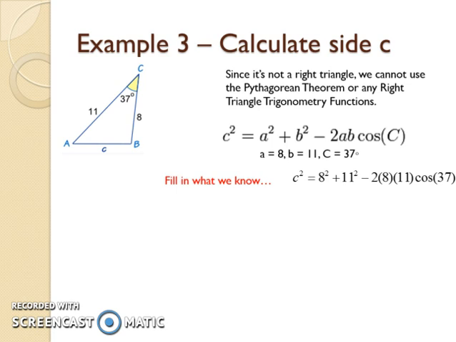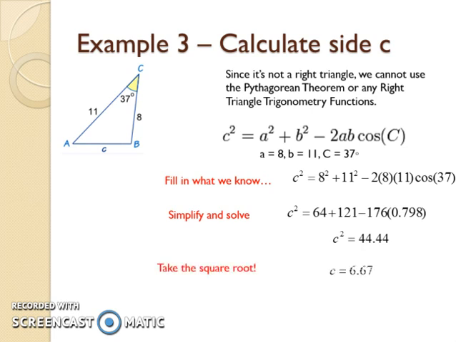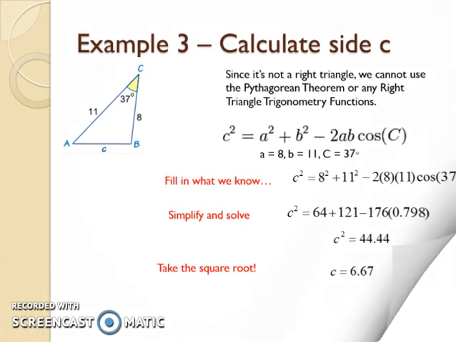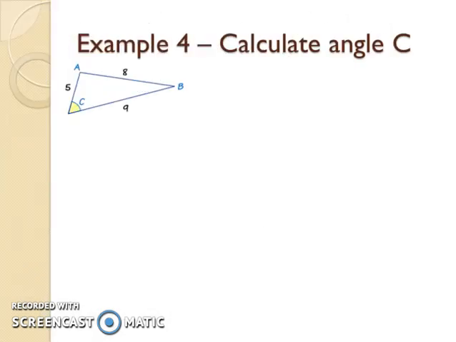What's nice about this is that everything on the right side can be typed straight into the calculator. So we get 64 plus 121 minus 176 times 0.798, and we can type that in the calculator to get 44.44. Now to get c by itself, we just take the square root, and we find that c is 6.67, and we're done. So this is one of the easier types. Notice that it's side angle side, and that's when you're going to use the Law of Cosines this way. Our other Law of Cosines will be used with side, side, side.